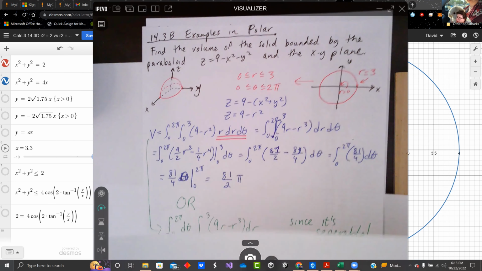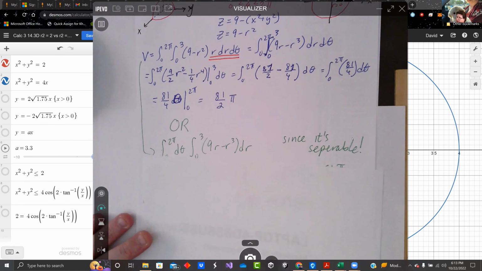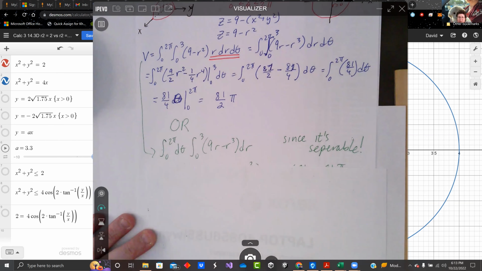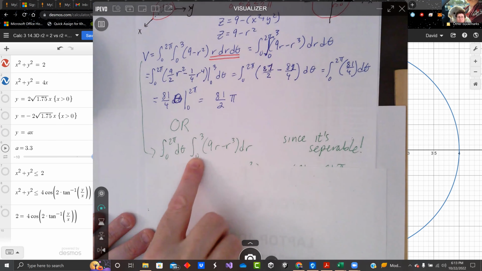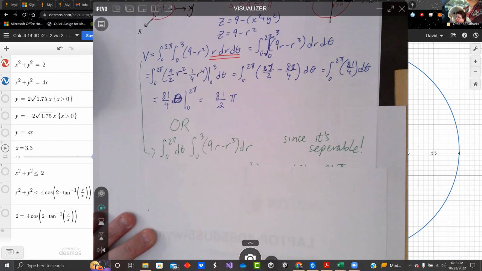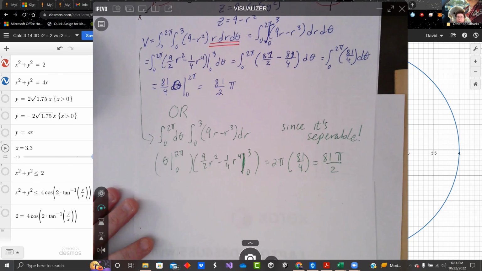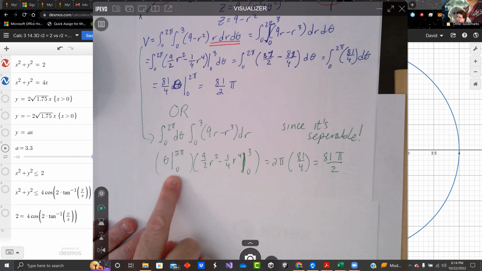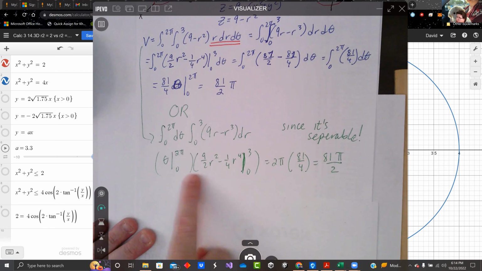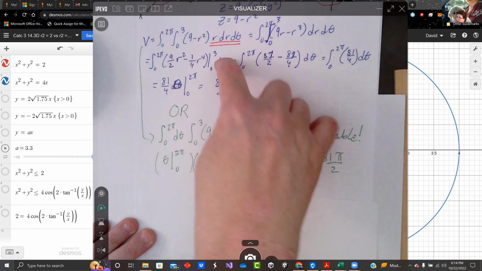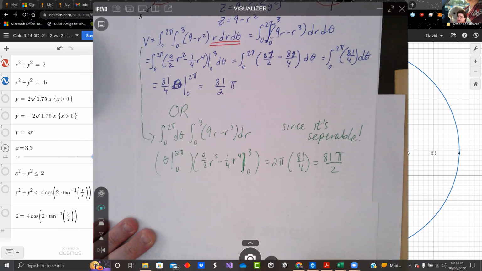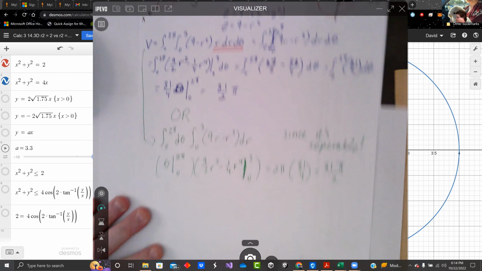Another option you have is once you've multiplied the r in, this is now a separable function because the limits of integration do not include the other variable. So we're going to do 0 to 2 pi for d theta and 0 to 3 for 9r minus r cubed dr. And 0 to 2 pi for theta is just 2 pi. And we already showed this part up here was 81 over 4. So you get 81 pi over 2.